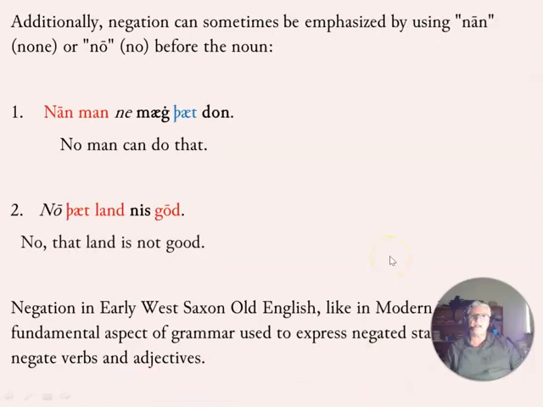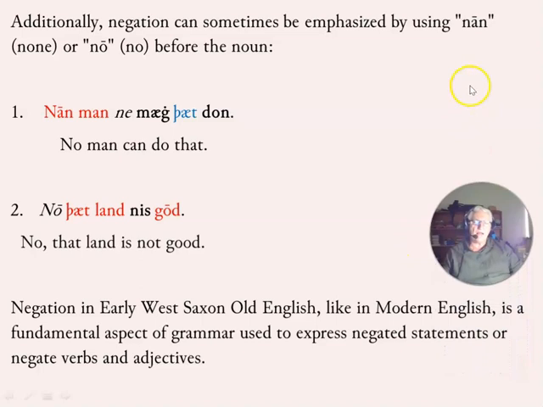Additionally, negation can sometimes be emphasized by using nan. Nan means none, not anything, no one. Or no, which is modern English no, before the noun.